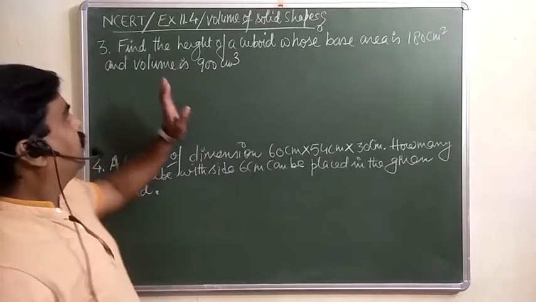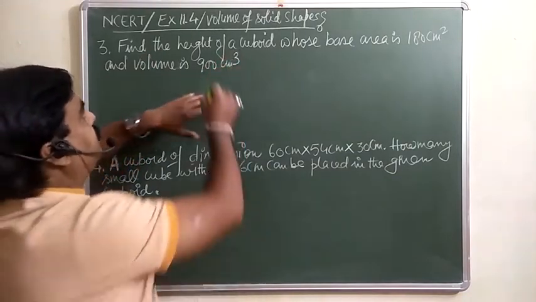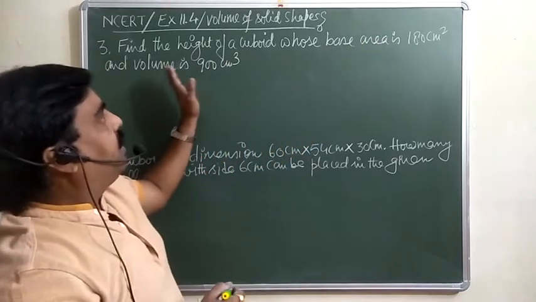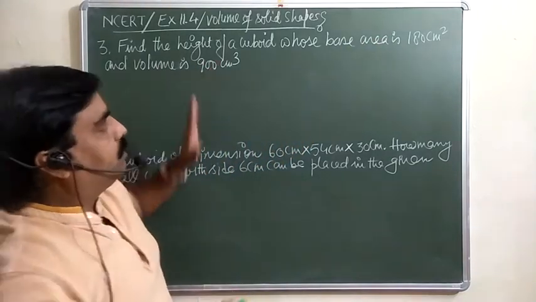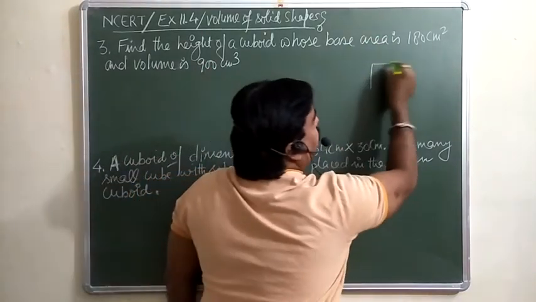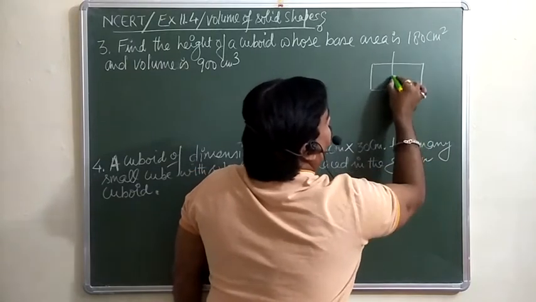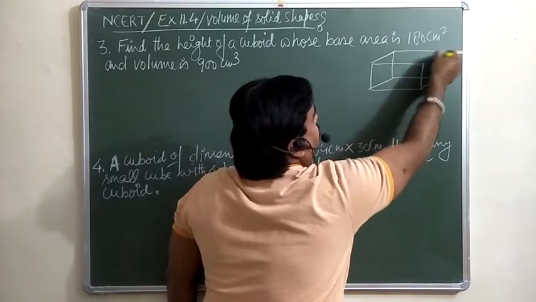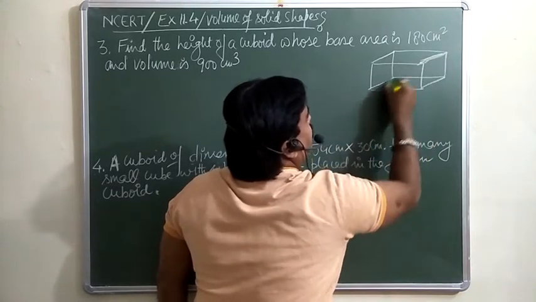Yes, now question number 3 is: find the height of a cuboid whose base area is 180 centimeter square and volume is this one. There is a cuboid, and the base area of this cuboid is already given.